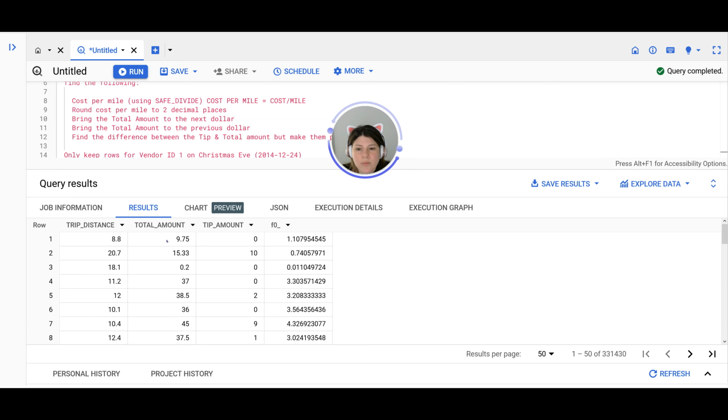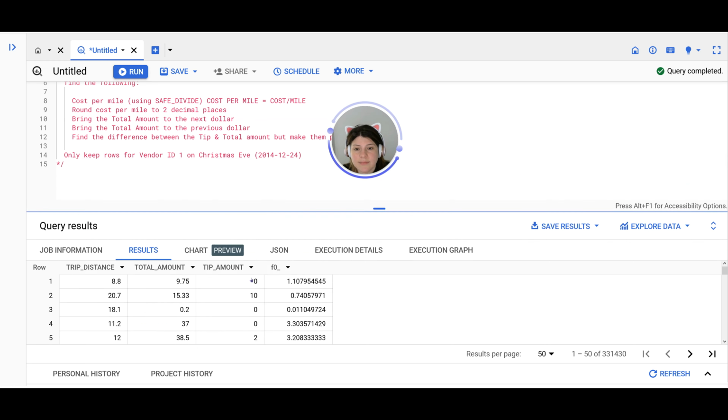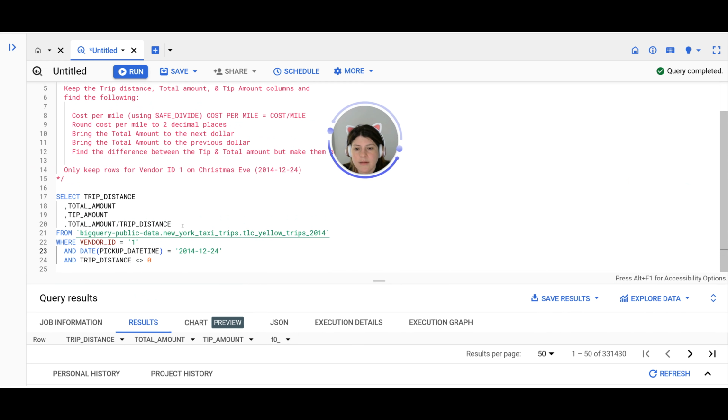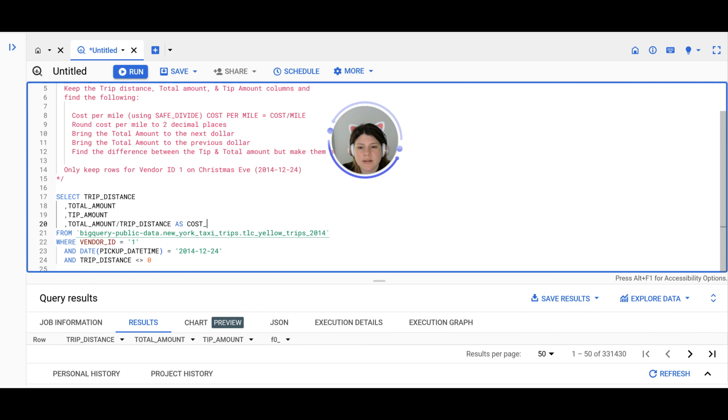Okay, so we now have our total amount, our trip distance, and then this column, which I didn't rename, whoopsies. This is our cost per mile, and we can see that works for us. And we'll call this cost per mile.